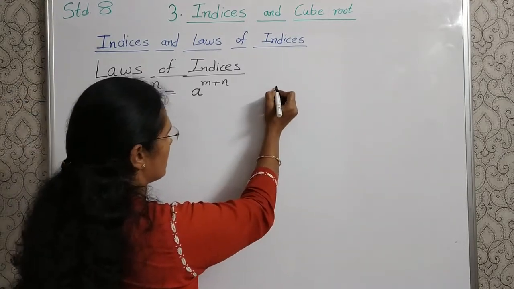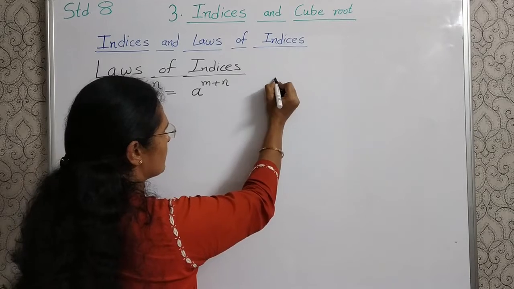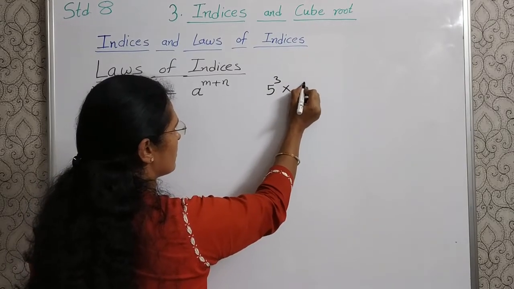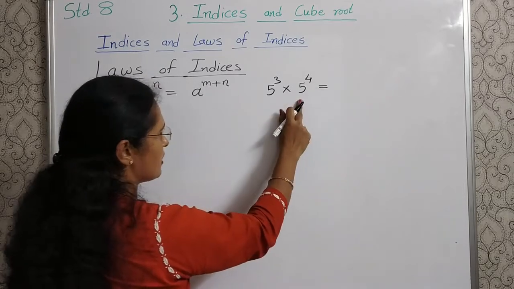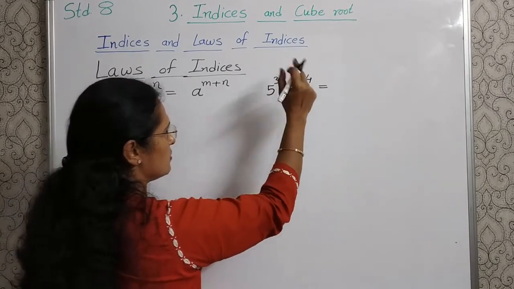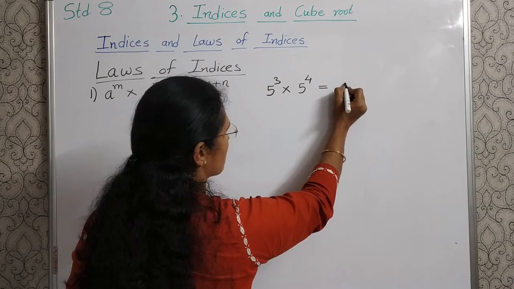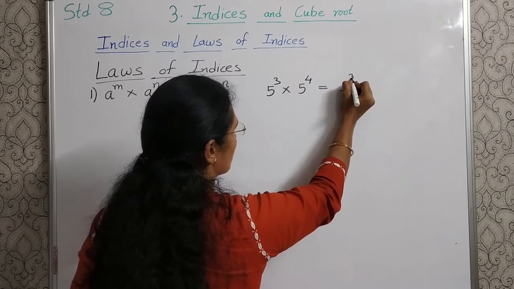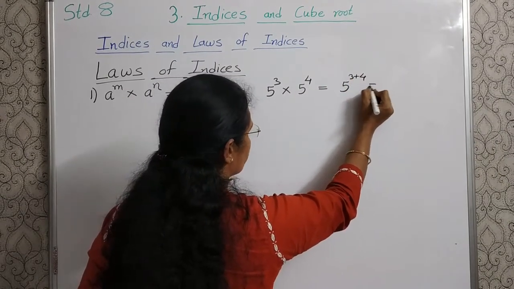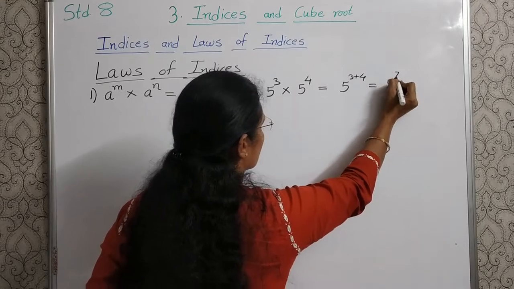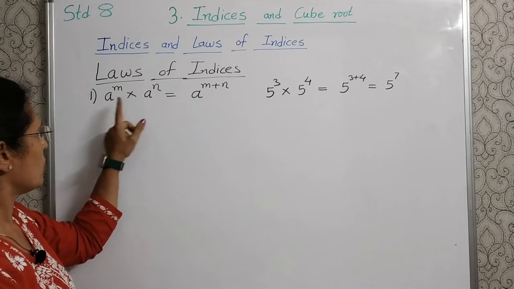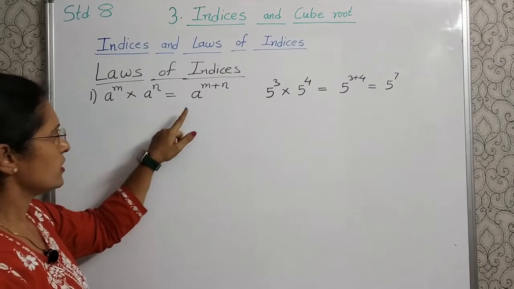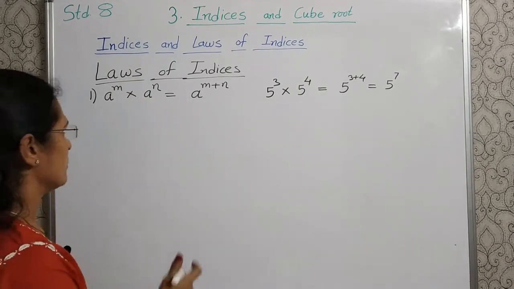We'll take one example. 5 cube multiplied by 5 raised to 4. Now here base is same, so we'll add the index numbers. So it is 5 raised to 3 plus 4. So it will be 5 raised to 7. So here we used this law. A raised to m into a raised to n is equal to a raised to m plus n.